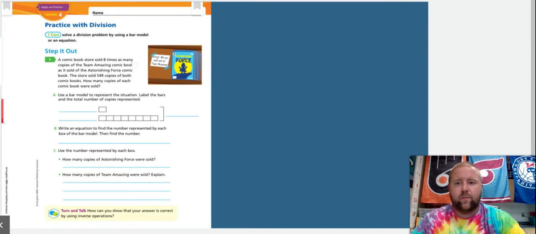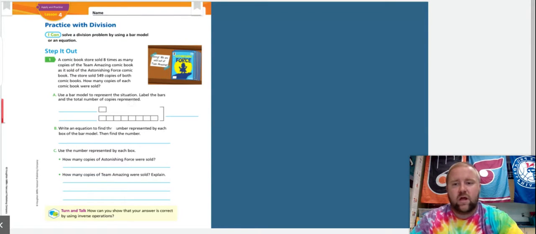It says a comic book store sold 8 times as many copies of the Team Amazing comic book as it sold of the Astonishing Force comic book. The store sold 549 copies of both comic books. How many copies of each comic book were sold? So we're looking at this bar diagram.